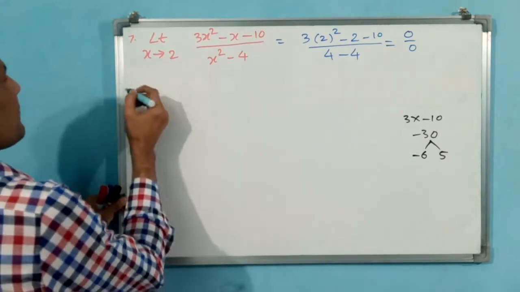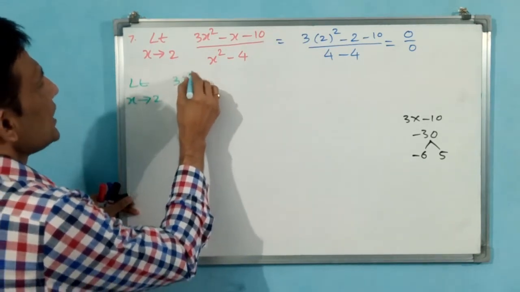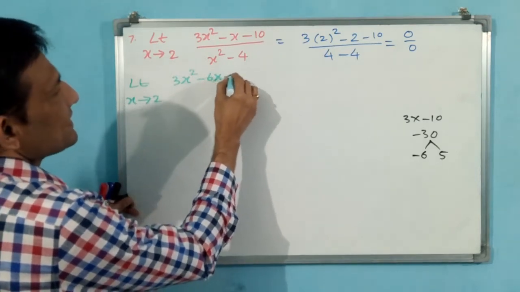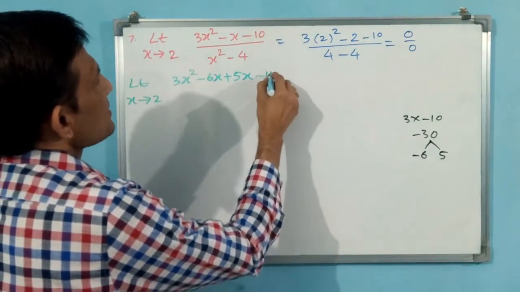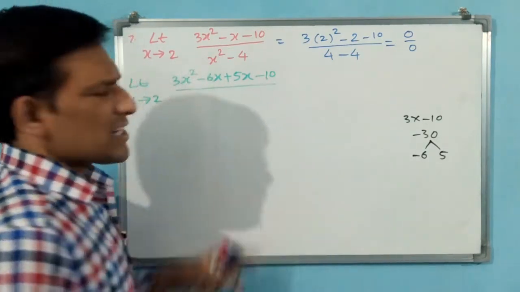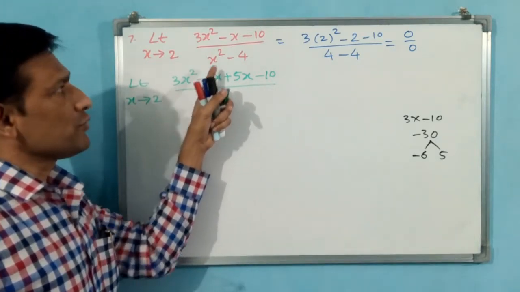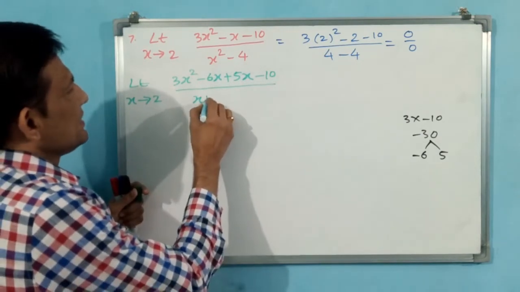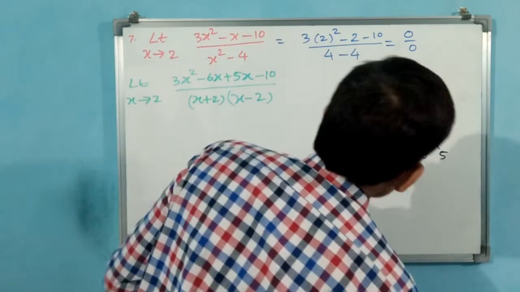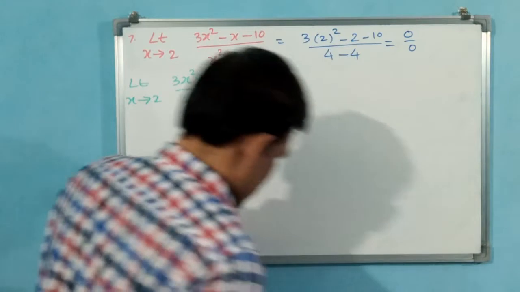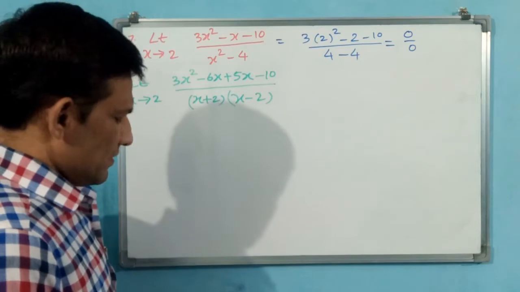Now you change. See what I am writing. Limit x tends to 2, 3x square minus 6x plus 5x minus 10 divided by, in one step directly you can write, x square minus 4, a square minus b square, x plus 2 into x minus 2.